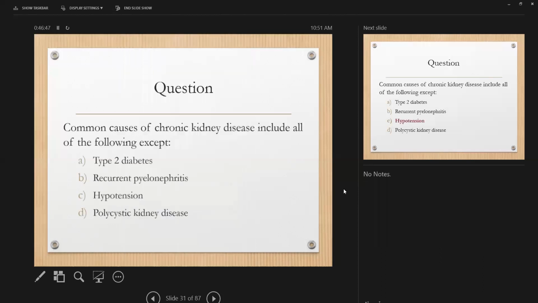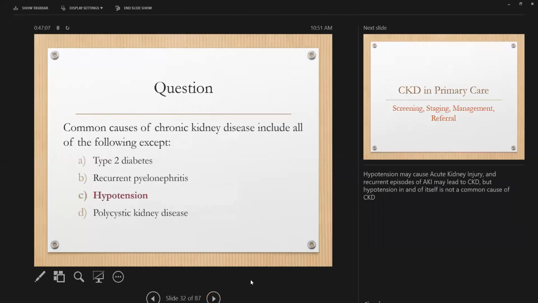So here's a question. Common causes of chronic kidney disease include all of the following except... Hypotension would be AKI instead of CKD. Oh, I didn't hear that last one. What was that? I said hypotension would be AKI, not CKD. That is correct. You go, guys, and you are correct.